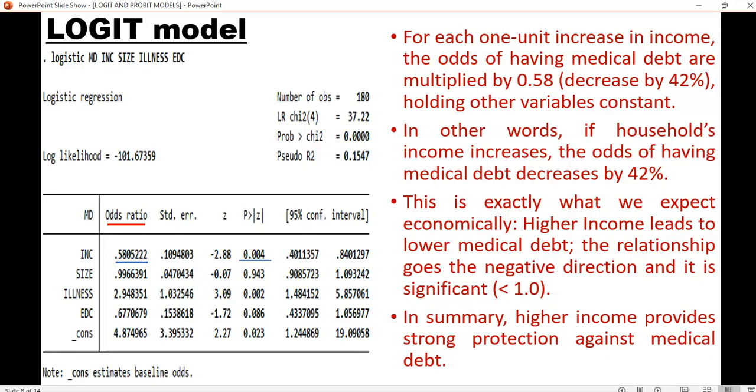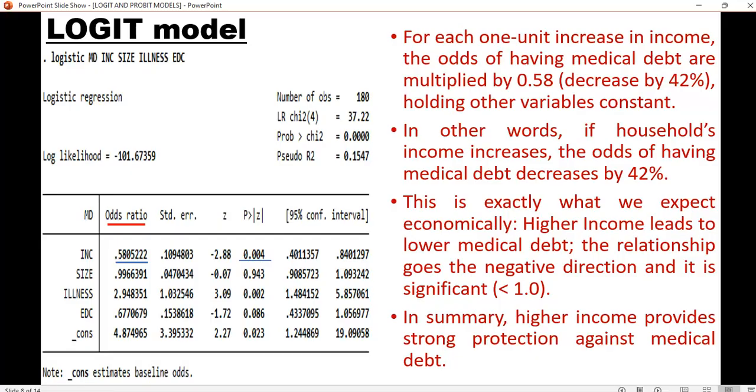For each 1 unit increase in income, the odds of having medical debt are multiplied by 0.58. That is a decrease of 42%, holding other variables constant. In other words, if households' income increases, the odds of having medical debt decrease by 42%. This is exactly what we expect economically. Higher income leads to lower medical debt. The relationship goes in the negative direction and is significant.